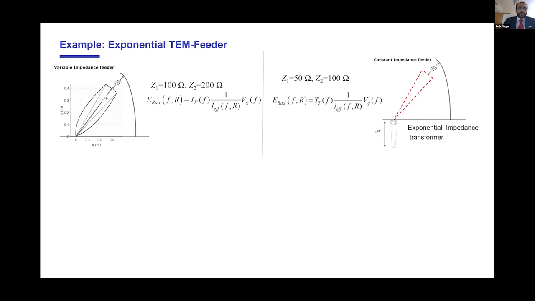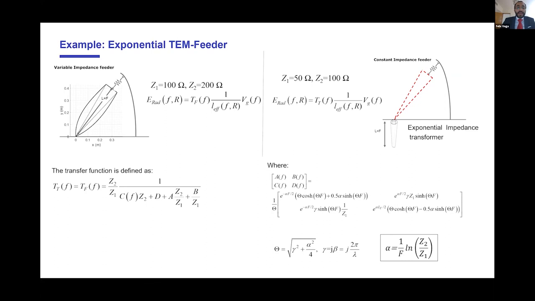Why does this happen? Well, the answer is pretty standard. The transfer function of these transformers is given by this expression here, the ratio between the impedance and this expression, which contains the ABCD parameters of the transformer. As this is an exponential transformer, the ABCD parameters can be calculated analytically. So you have here the parameters.